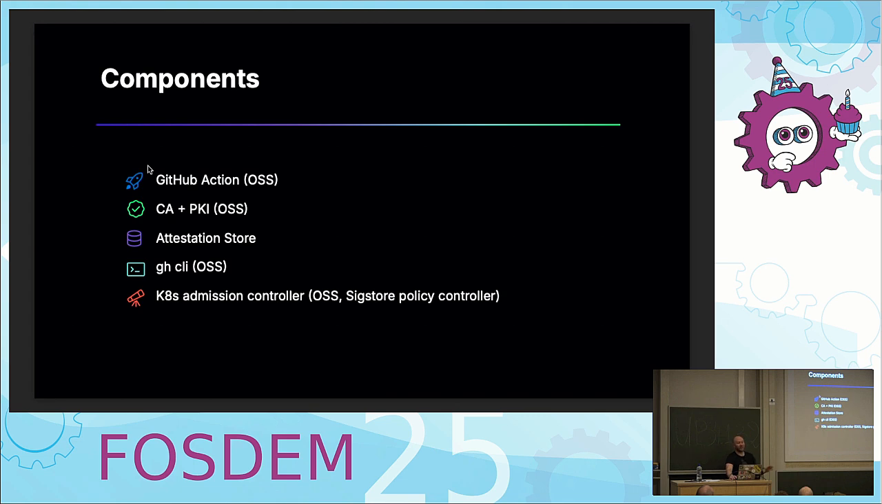Yeah, so some of the components: we have the actions, of course, that you can use in your workflow. We have a CA and a PKI, and an attestation store to capture the metadata that's generated during the build. Then we have the GitHub CLI that can be used to run policies around your artifact. And then there's an integration with the policy controller from Sigstore, which is a Kubernetes admission controller, so you can use the same thing to secure your workloads the Kubernetes way.